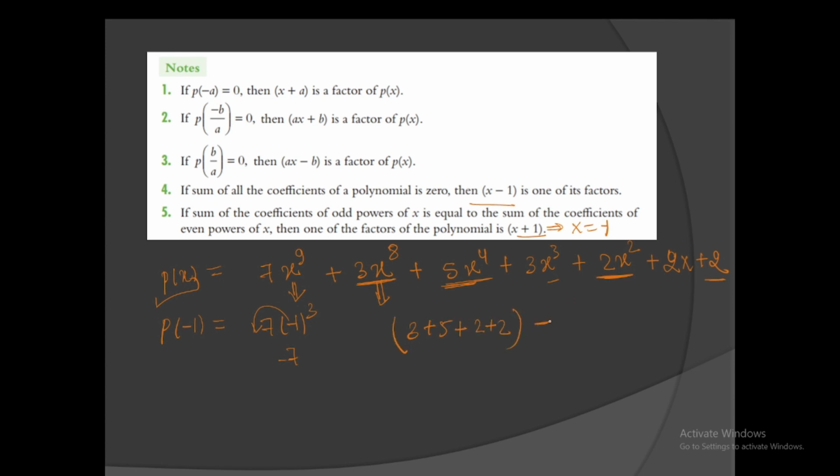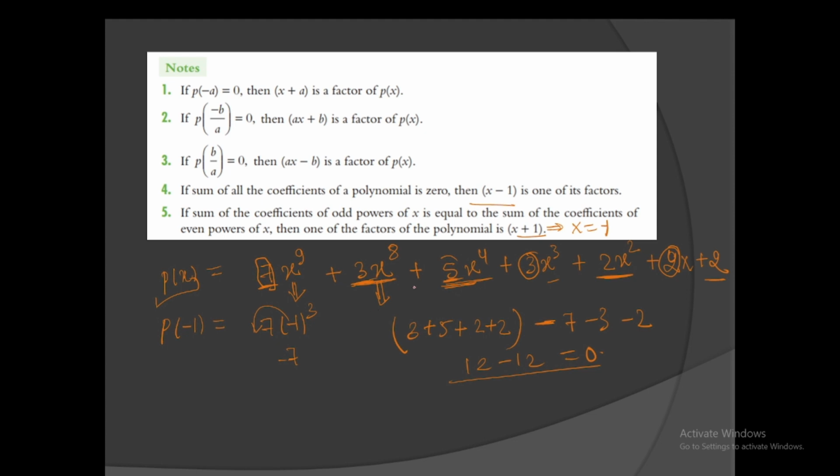But odd powers will just pop out, because if we put minus 1 over here, it will pop out. It will be minus 3. So minus 7 minus 3 minus 2. So how much is it? 12 minus 12 equal to 0. This was our sum of odd powers, and the sum of even powers, when they are equal.